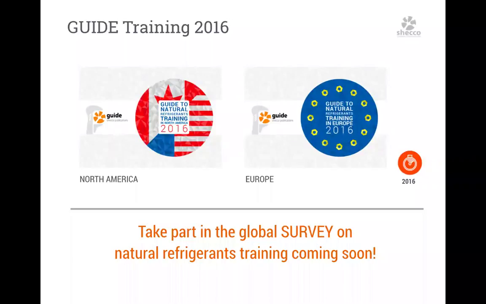The first two editions, as you can see on the slide, will focus on North America and Europe, because these are two of the most dynamic and biggest markets.